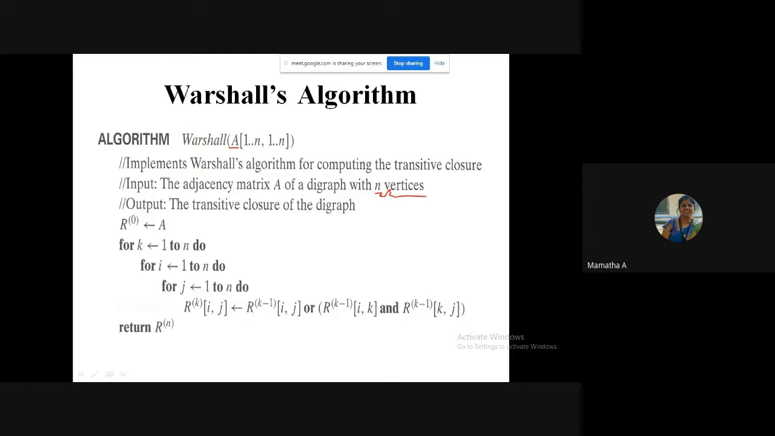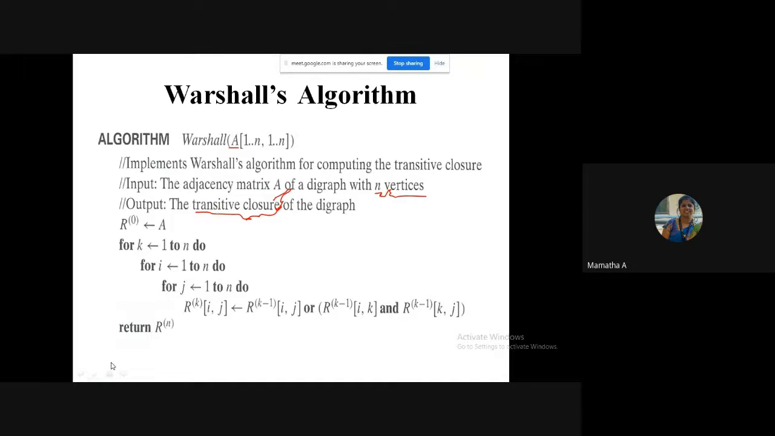So the purpose of the algorithm is to implement Warshall's algorithm for computing the transitive closure. What is the input? The adjacency matrix of the given digraph of n vertices. So I should give the adjacency matrix; my pictorial representation of a graph will not work here. And the output is definitely the transitive closure of the digraph. What is the transitive closure? As I told you, it is the path matrix of the digraph.